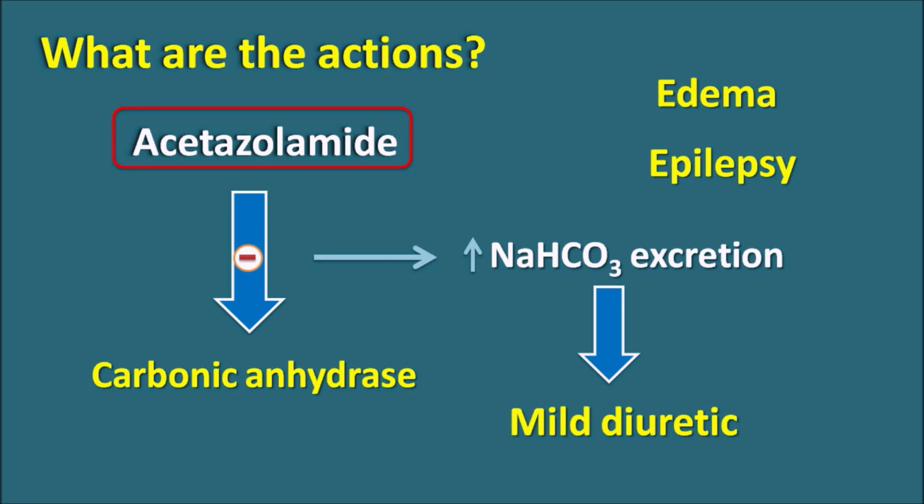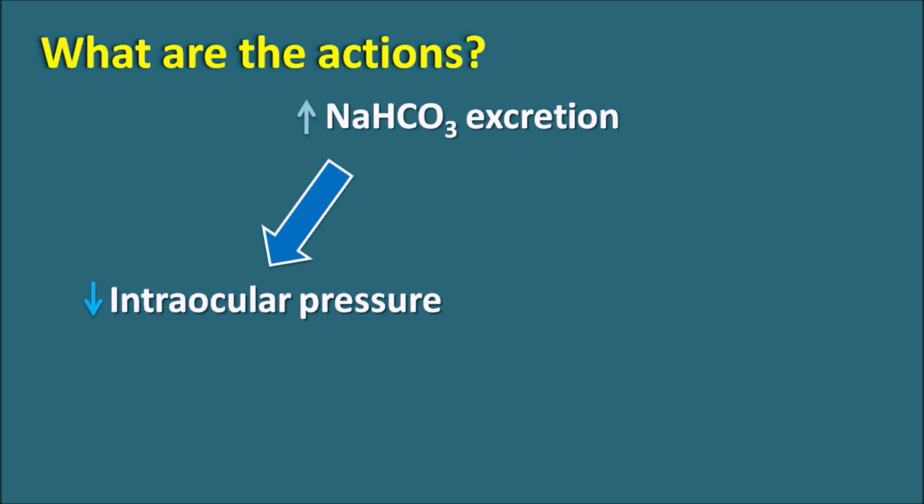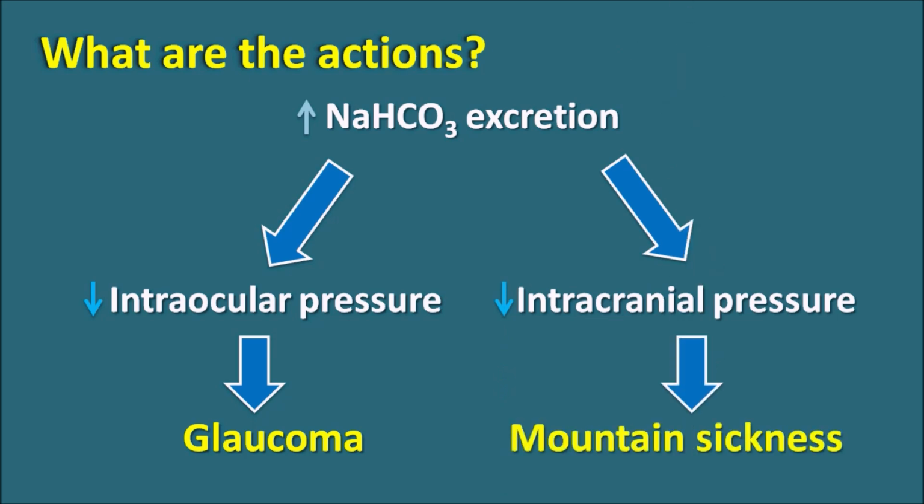But actually these are not the two important indications of acetazolamide, which is used for two other indications. We have already seen that it increases sodium bicarbonate excretion. As sodium bicarbonate is more excreted, it results in decreased intraocular pressure. So that's why acetazolamide is used in the treatment of glaucoma. And with increased sodium bicarbonate excretion, this also results in decreased intracranial pressure. So this drug can be used in the treatment of mountain sickness. These are the two important indications of acetazolamide.